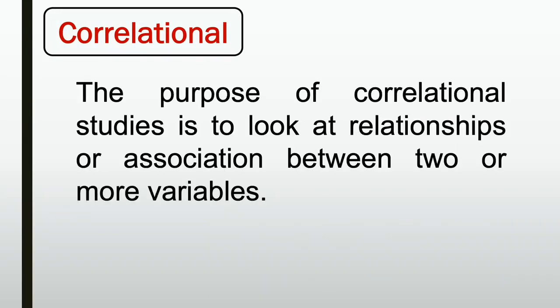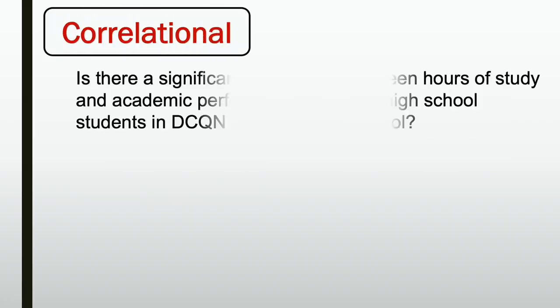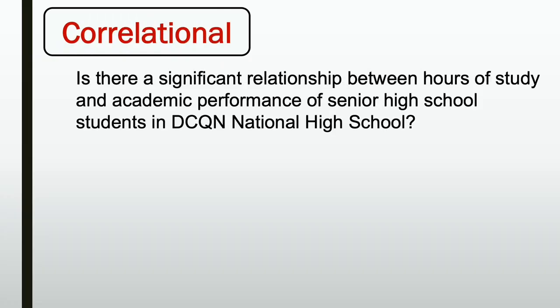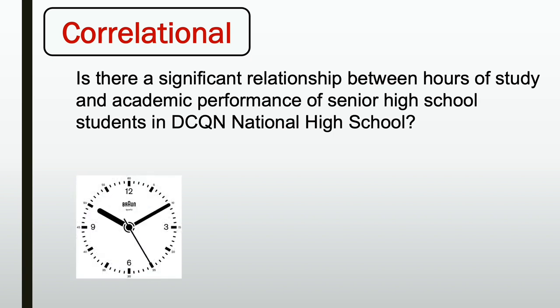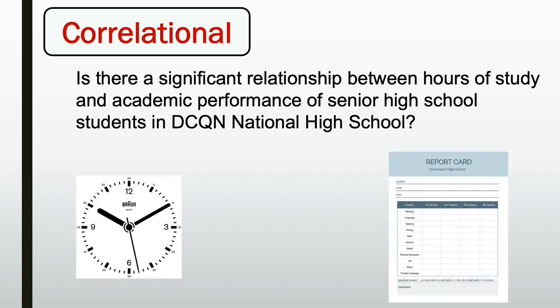Correlational. Correlational research aims to look at relationships or association between two or more variables. Example: a researcher is interested to determine if there is a significant relationship between hours of study and academic performance of senior high school students. Different with the previous example, the researcher is interested to determine if relationship exists between hours of study and academic performance of senior high school students.